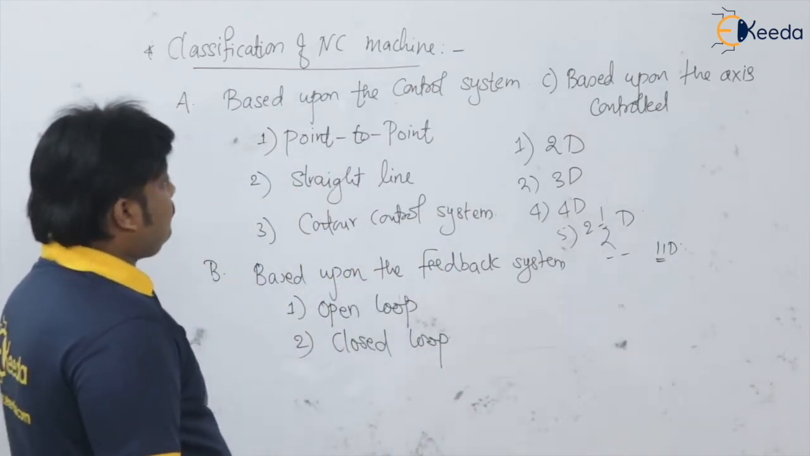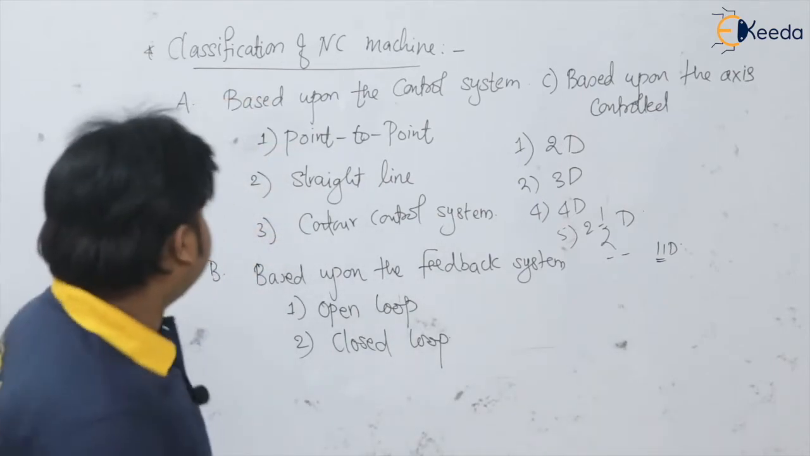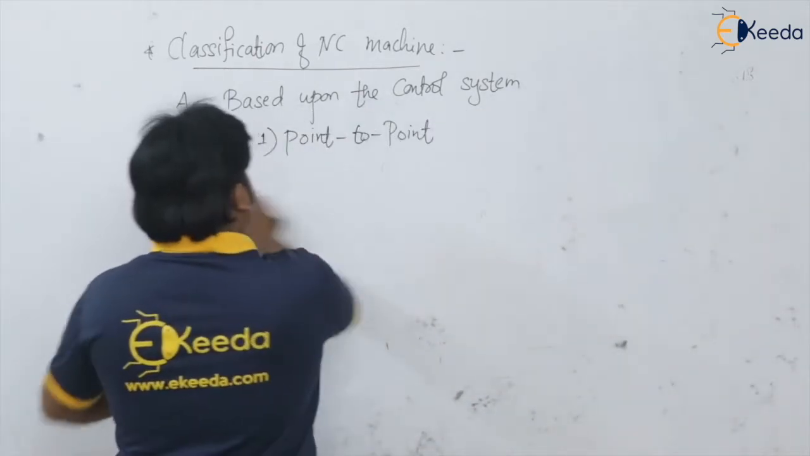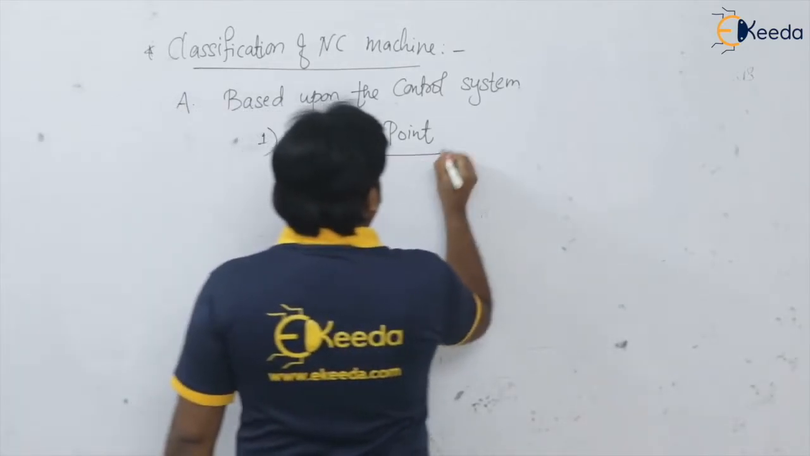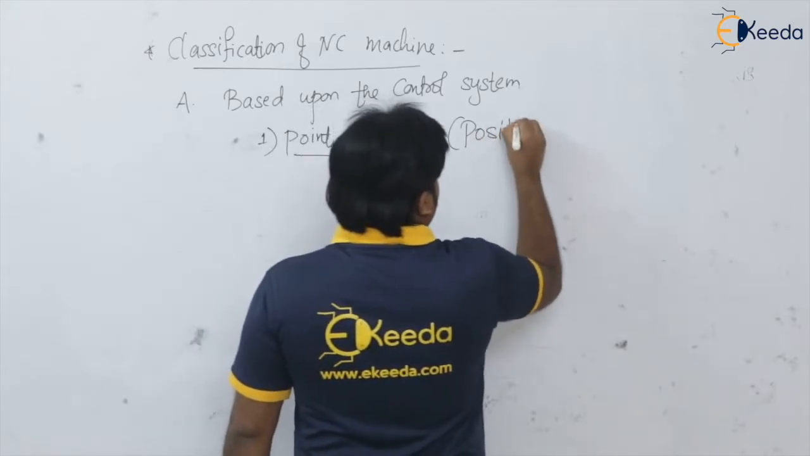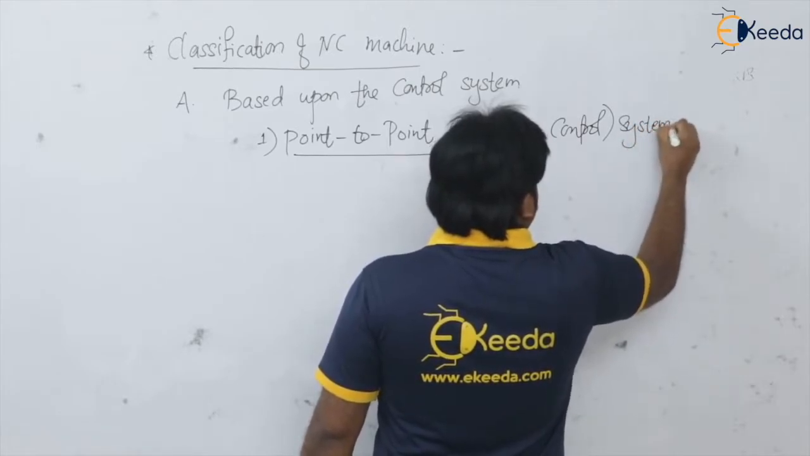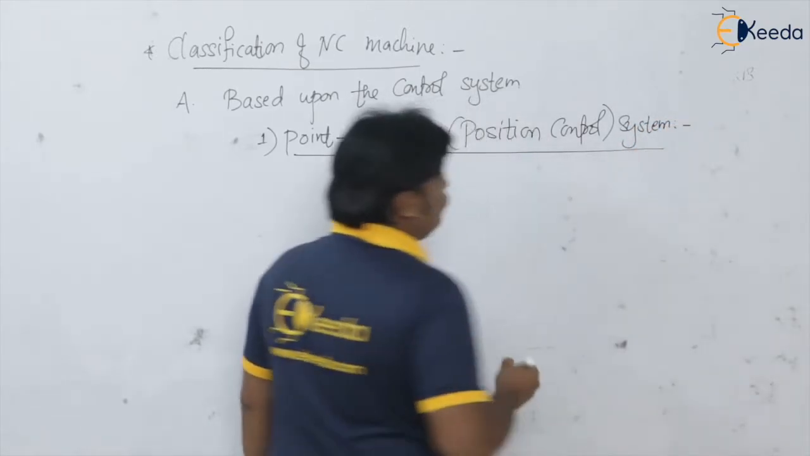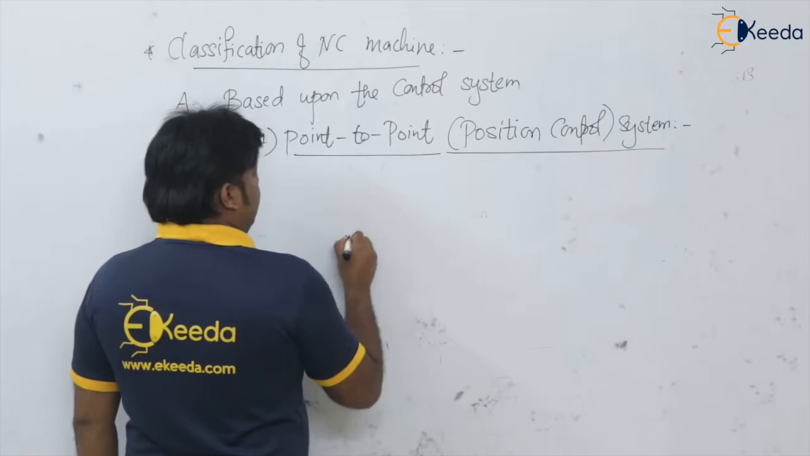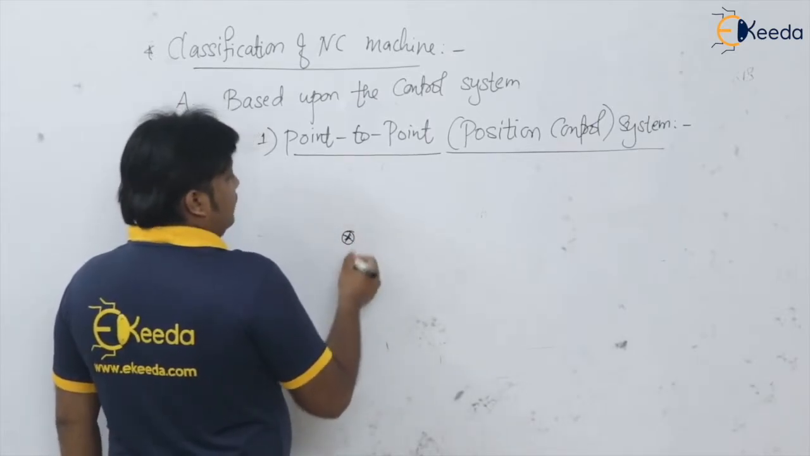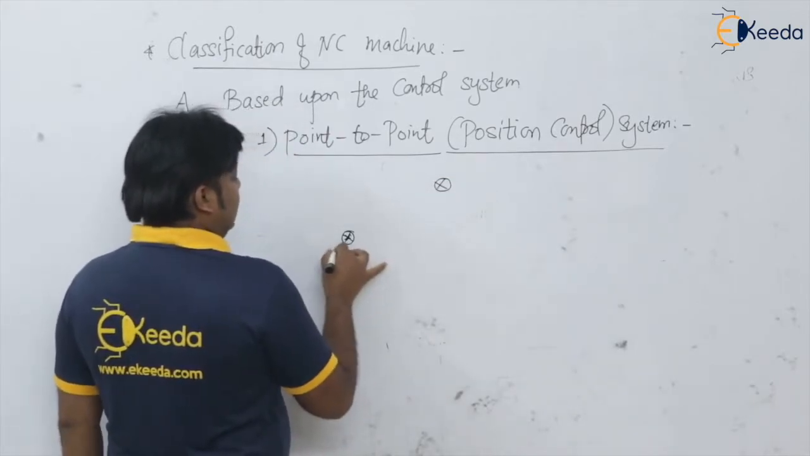Now let us discuss this classification one by one. If I take the first, that is the classification based upon the control system. So see here, the point-to-point control system is also known as position control system. Here, in the tool movement, suppose my tool was here, and at an instant of time my tool is here. So this is the start point, this is the end point.